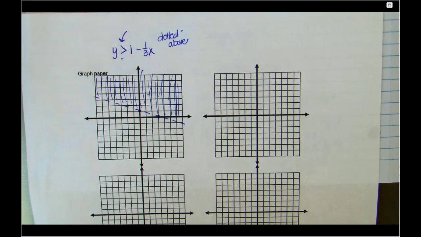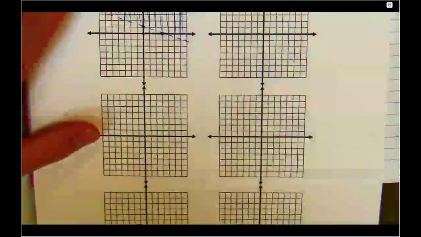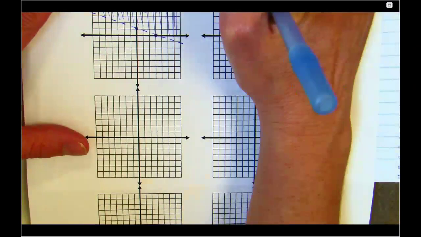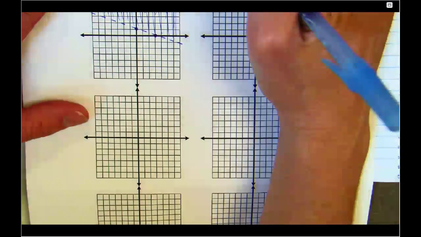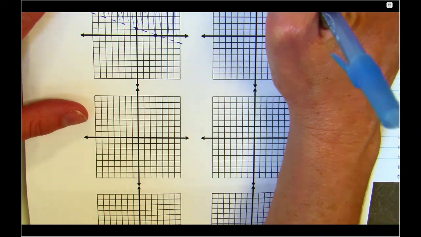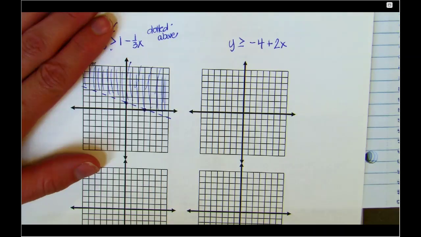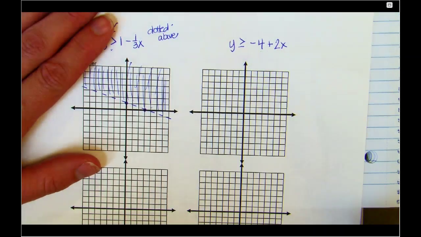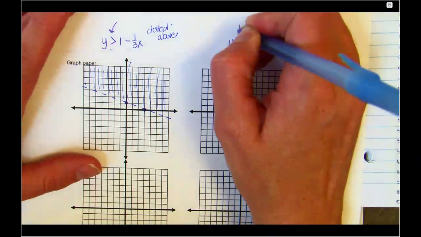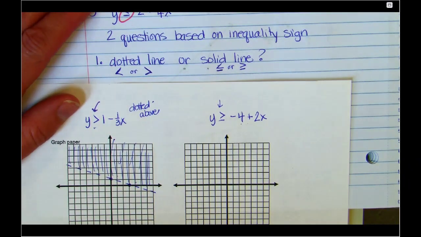Okay, let's do one more all together. So let's say we have y is greater than or equal to negative 4 plus 2x. Okay, now do the symbol first. So, first question, dotted line or solid line?